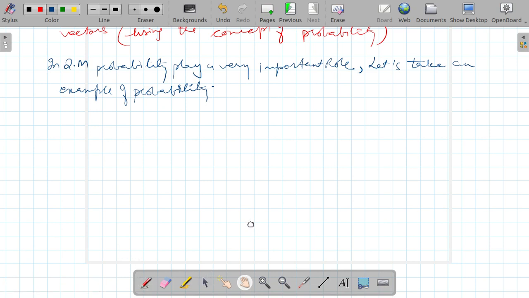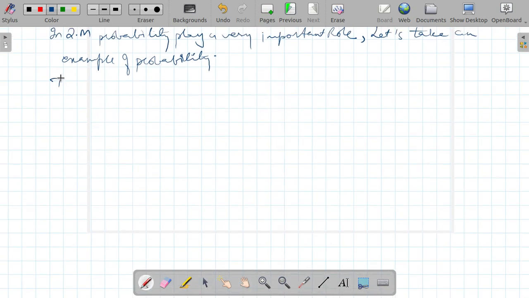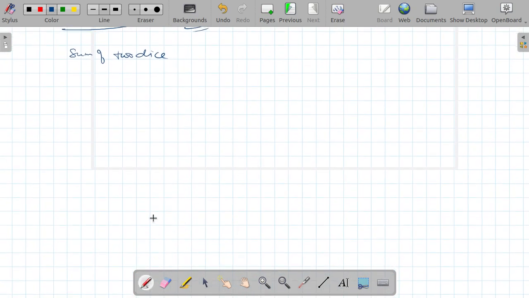So let us assume that we have two dice thrown together, then what is the sum of the two dice? That is our observation. So if we throw two dice together, the sum will be either 2 or 3 or 4 or 5, 7, 8, 9, 10, 11, and 12. The maximum sum will be 12.